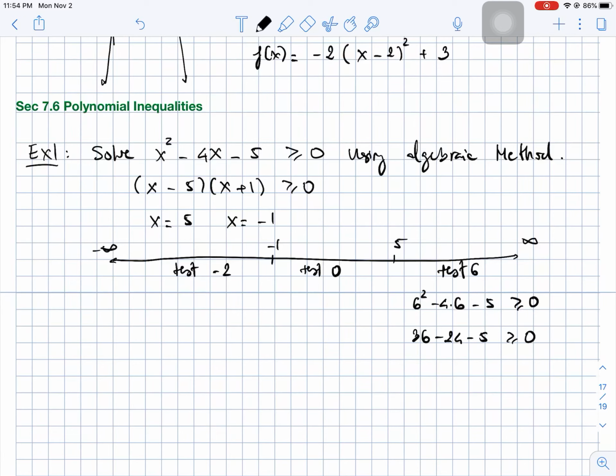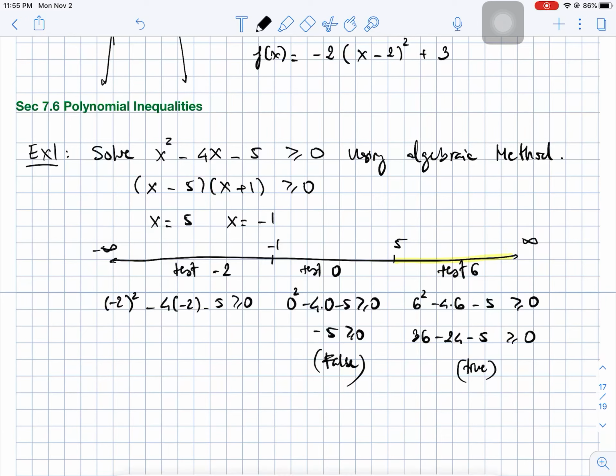We find the 0 for each parenthesis, and then we put them on the number line. Then we just test the points. For example, we test 6, test 0 between negative 1 and 5, and test negative 2. Then we plug into the original inequality. So we get 6 squared minus 4 times 6 minus 5 greater than or equal to 0. 36 minus 24 minus 5 is greater than 0. The answer is 7, which is true. So we take the interval from 5 to infinity.